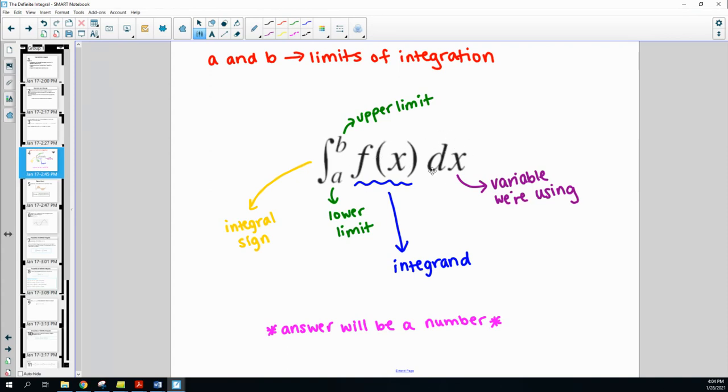Then we have this dx, and it'll be whatever variable we're using. A lot of the time we're going to see it as x, but it could be any variable. It just has to match the variable that's being used in the function. And because we have a definite integral, our answer when we evaluate this will be a number.